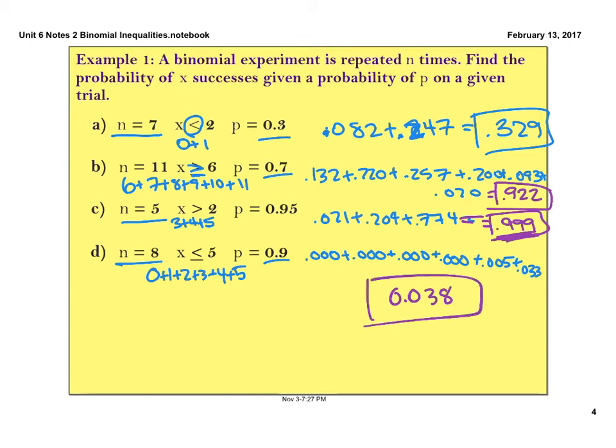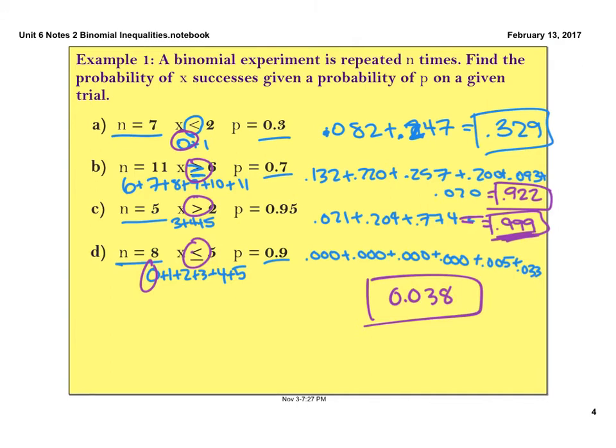So again, just pay attention to these inequality symbols. Are you including the value or not? Are you greater than or less than? Don't forget about the zeros. 0 is one of your possible outcomes. It's possible to have 0 successes, so you've got to include that one as well.